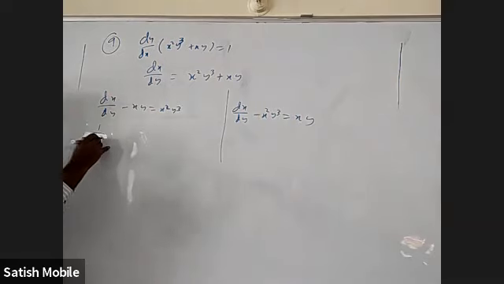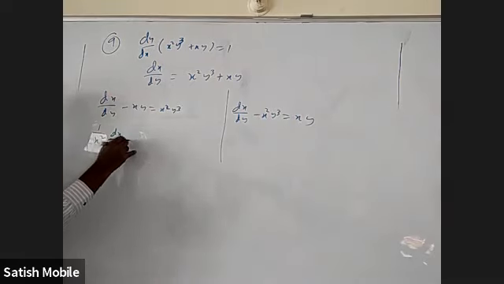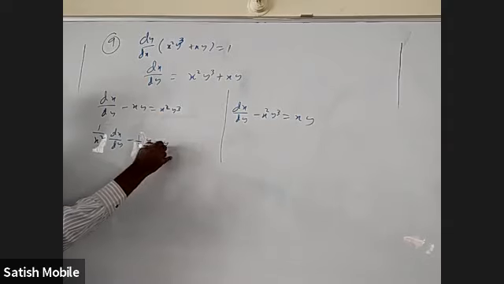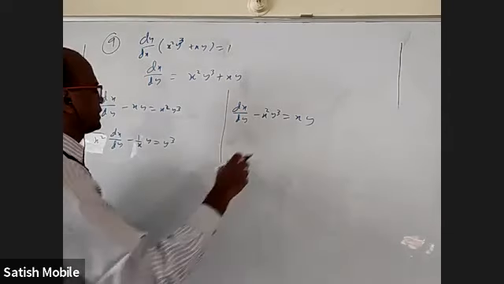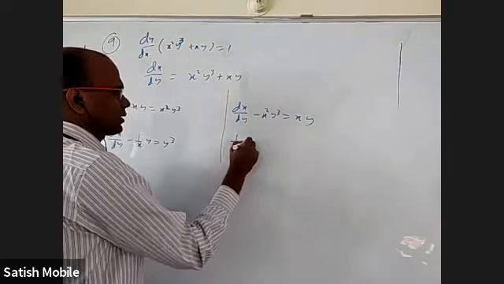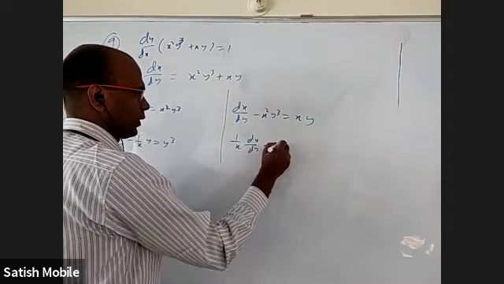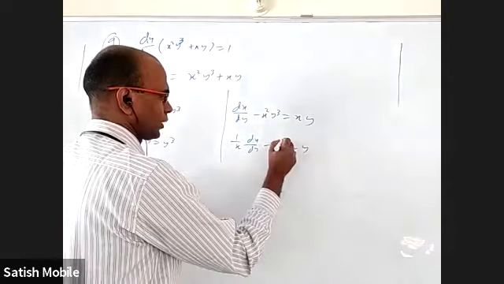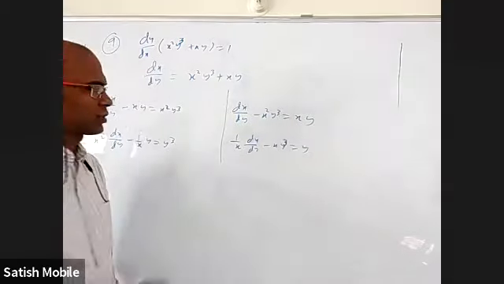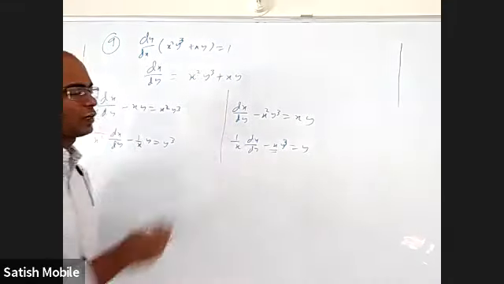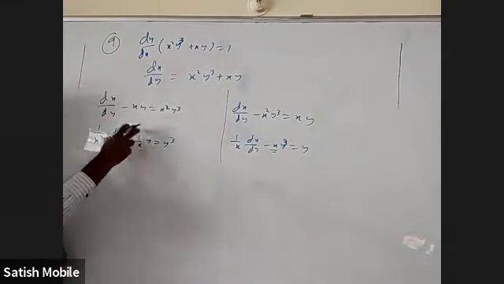So I'll get 1 by x square dx by dy minus 1 by xy equal to y cube. If it is this, I have to divide with x: 1 by x dx by dy minus xy cube equal to y. This is not suitable because already I have x, but I should not have 1 by x. This is good because I can take 1 by x as z.